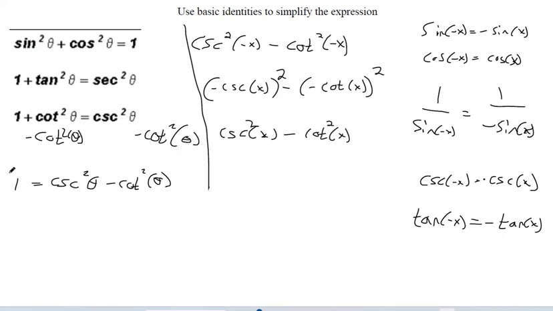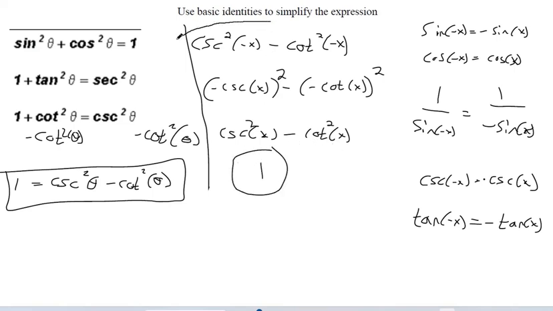Okay, so from rearranging this identity, we found out that cosecant squared of a positive variable subtracted by cotangent squared of a positive variable is equal to 1. So that's our simplification for this right here.